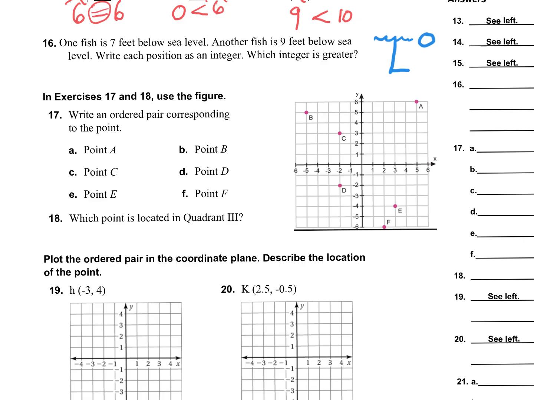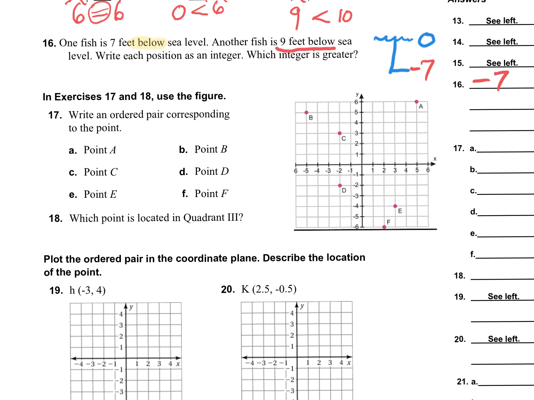Okay. Number 16, one fish is 7 feet below sea level. The other fish is 9 feet below sea level. Write each position as an integer. Okay, so let's do this. 7 feet below. If I see the word below, that tells me it's going to be negative. So that would be negative 7. You're supposed to write it right there.